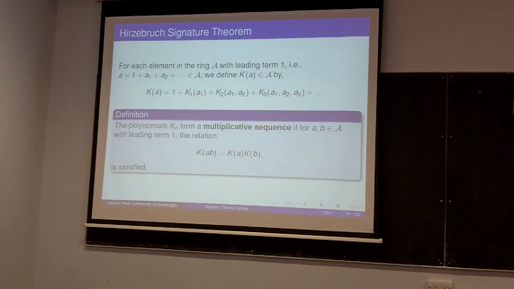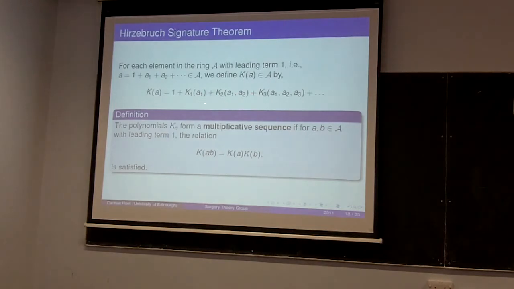And these polynomials form a multiplicative sequence if they satisfy this condition here. So note that this has no sub-index, so K of ab is referring to this sum here. And so are K of a and K of b, these are referring to sums of this form. So, well, not every sequence satisfies that. If it is satisfied, then we are defining a multiplicative sequence.